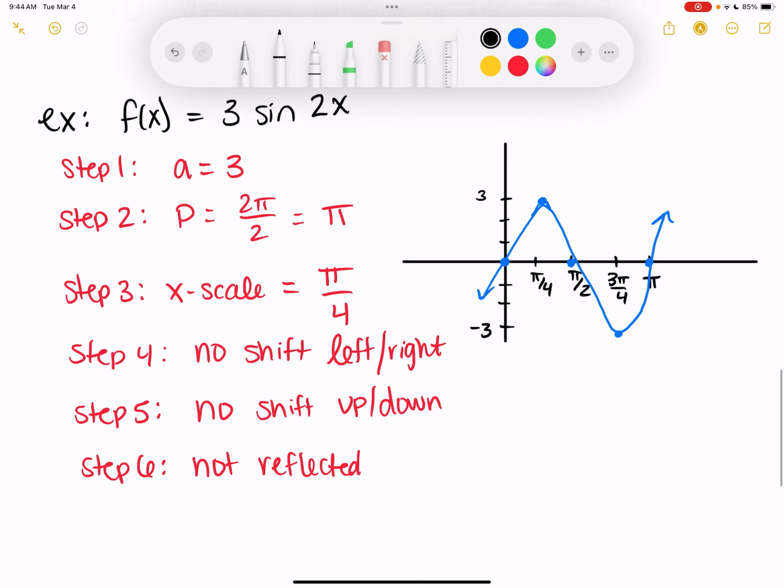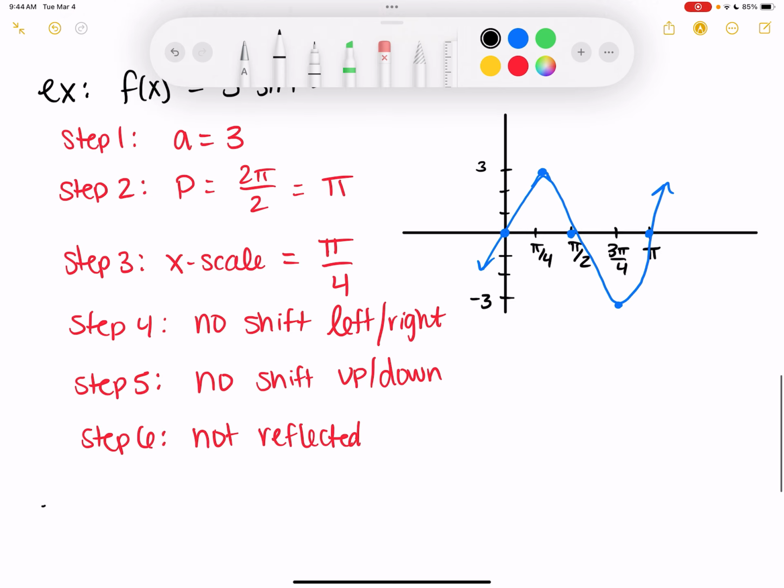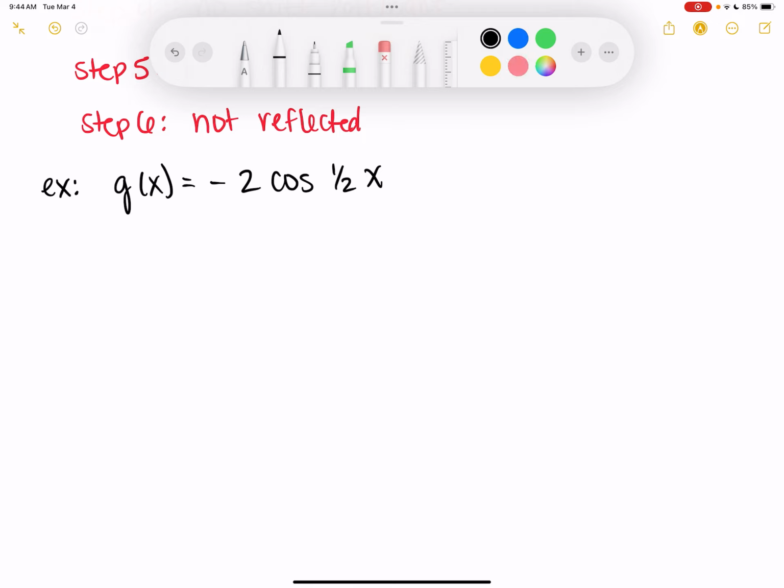All right. Let's see. g of x equals -2 cosine of 1/2 x. All right, so again, if something's not happening on this one, I'm probably just going to skip it because it just takes too much time to write it.